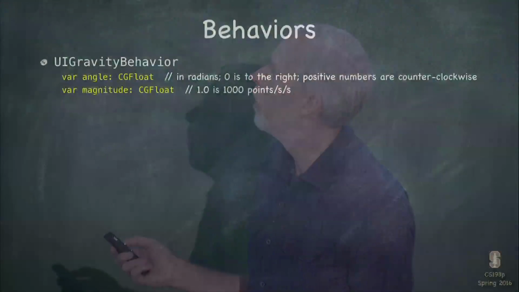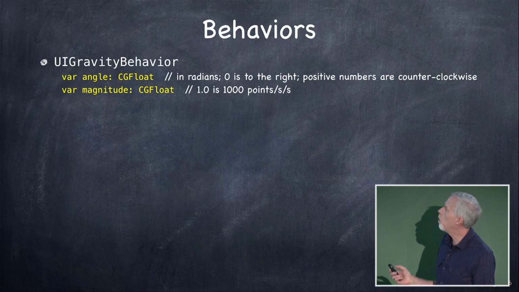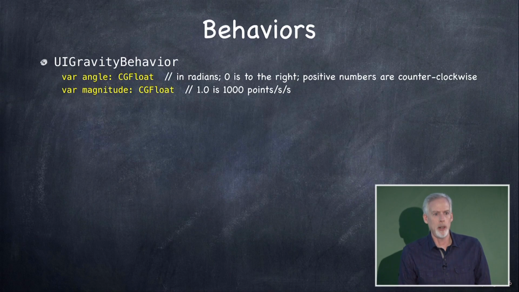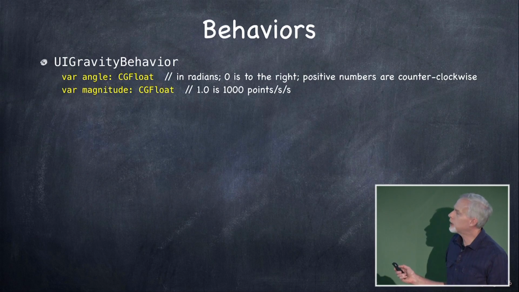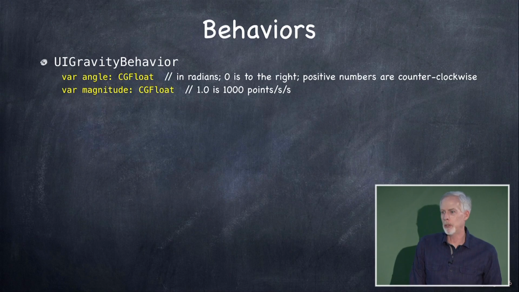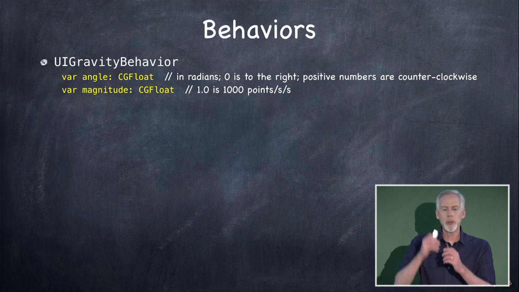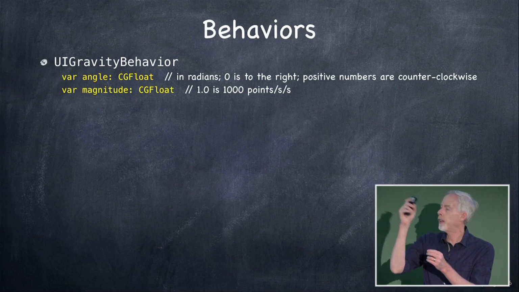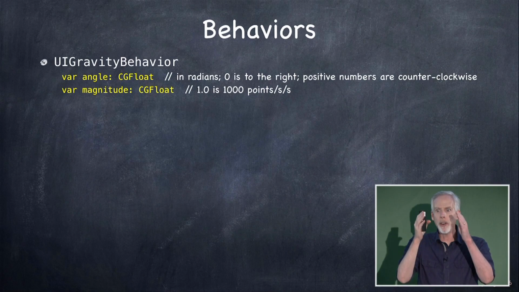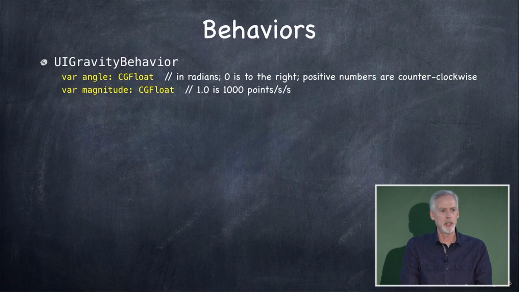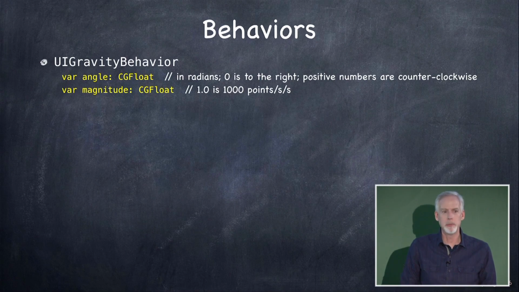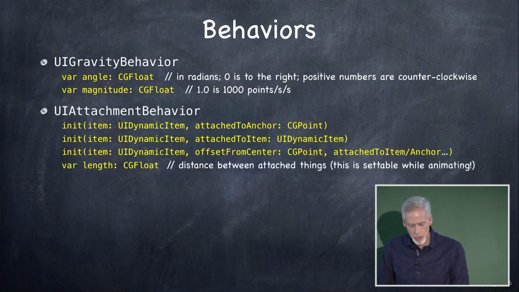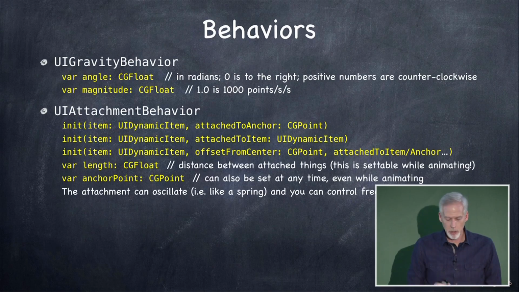And then magnitude is how fast the acceleration is happening. What's interesting is 1.0, a magnitude of 1.0 is 1,000 points per second squared. Okay? It's accelerating 1,000 points a second per second. That's how fast it's accelerating. This looks amazingly like 9.8 meters per second squared. Okay? If you put something at the top of your screen and let it fall at this magnitude, it'll fall very similar to how a real object would fall in space. And it's amazing that this round number is so close to 9.8 meters per second squared. But it's not the same thing, but it's close.